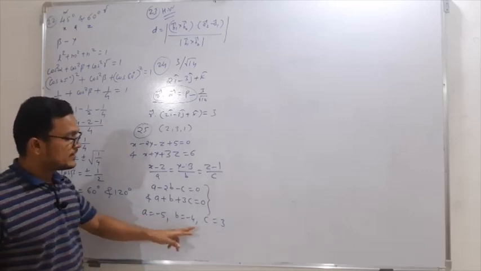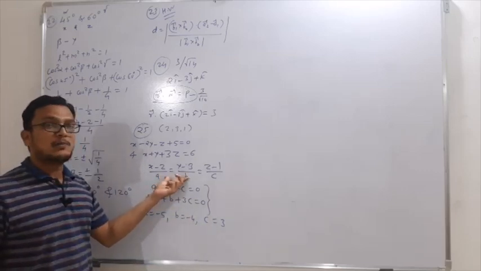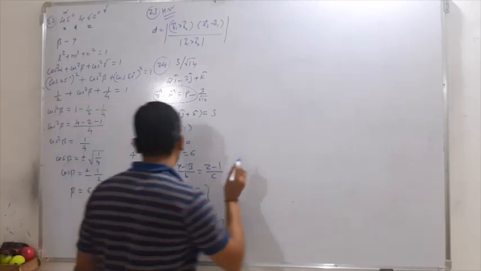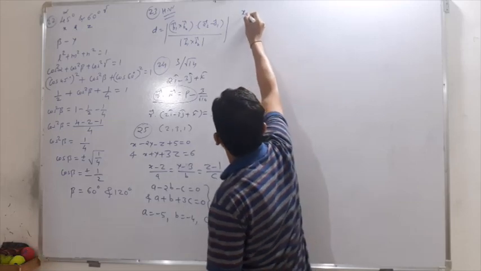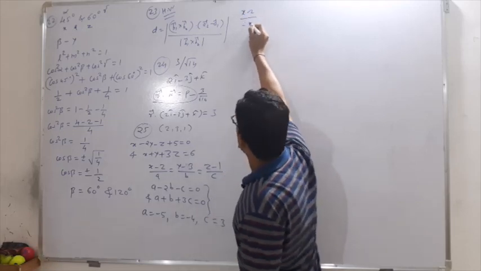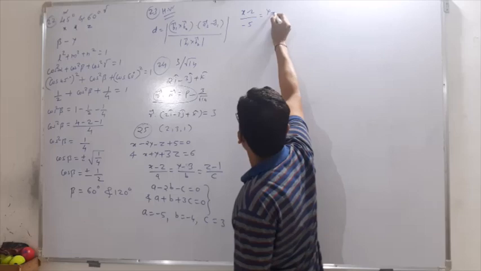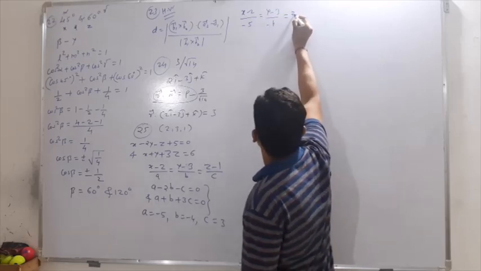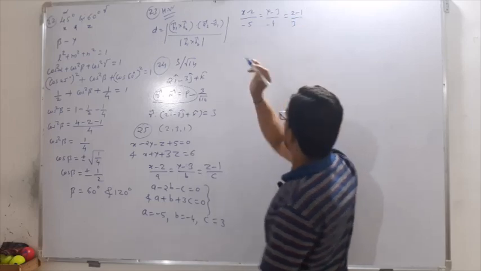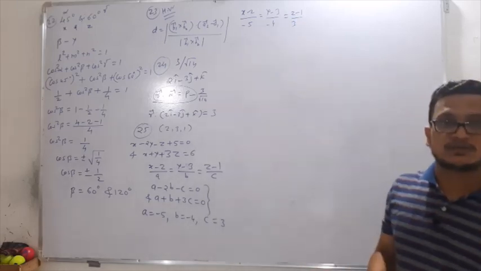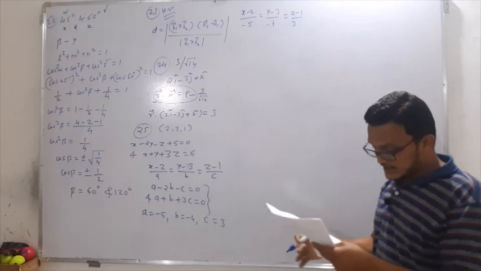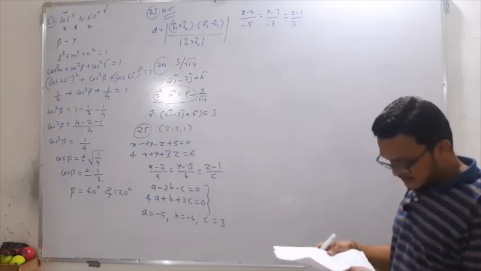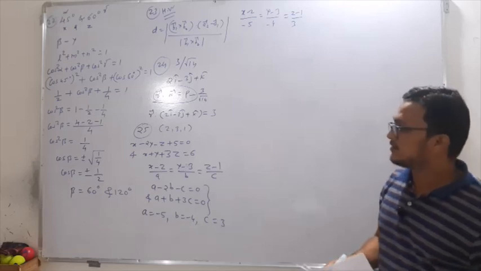Then this a, b and c value we have to put in the above equation. So when you put it, we get the answer: (x minus 2) upon minus 5 is equal to (y minus 3) upon minus 4, which is equal to (z minus 1) upon 3. So this is the equation, or this is the answer. Let us see in the options, the second will be correct for this.